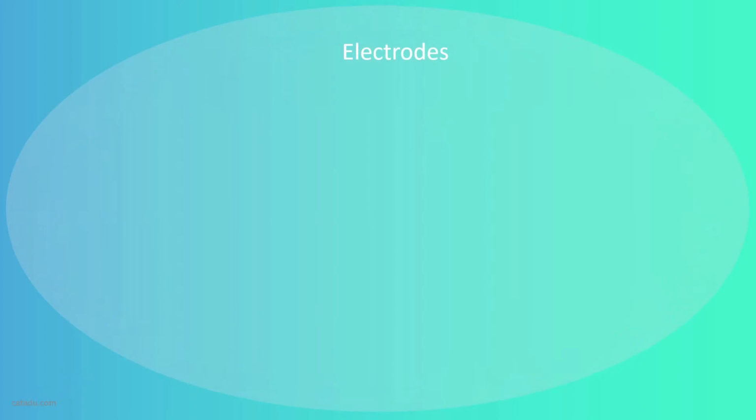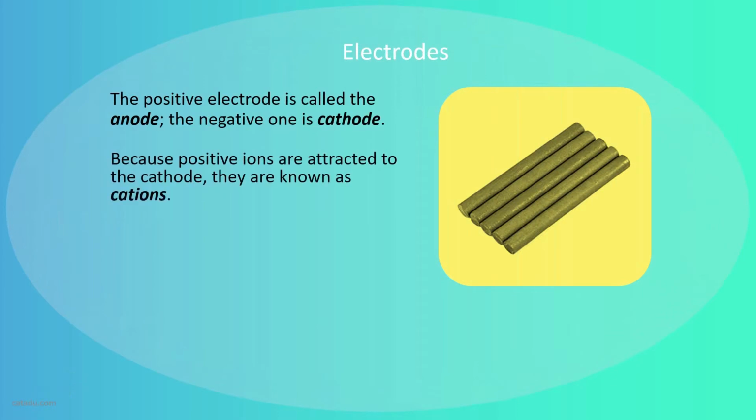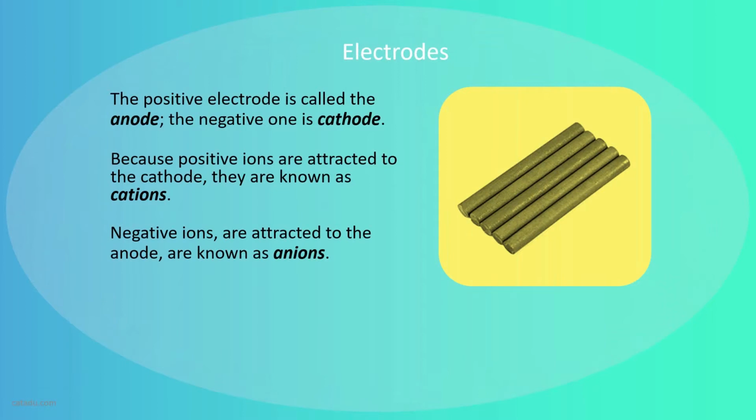Electrodes. The positive electrode is called anode and the negative electrode is cathode. Because the positive ions are attracted to the negative rod, the cathode, they are known as cations. The negative ions are attracted to the anode, and are known as anions.